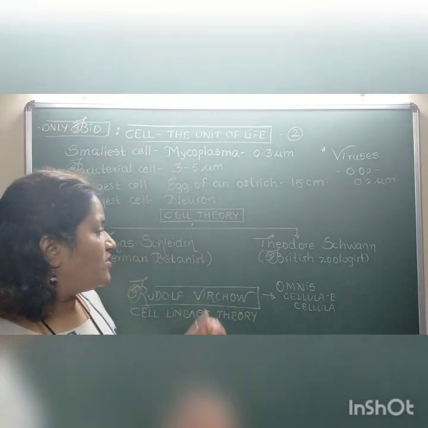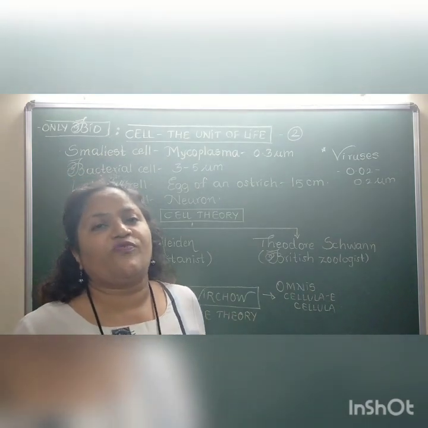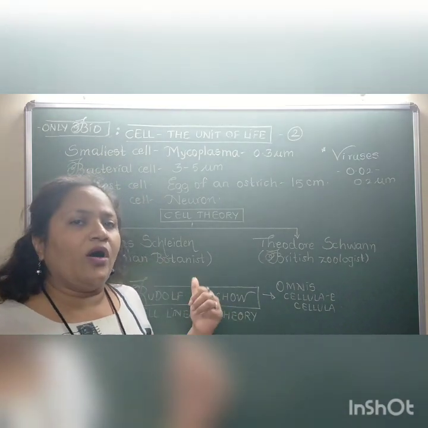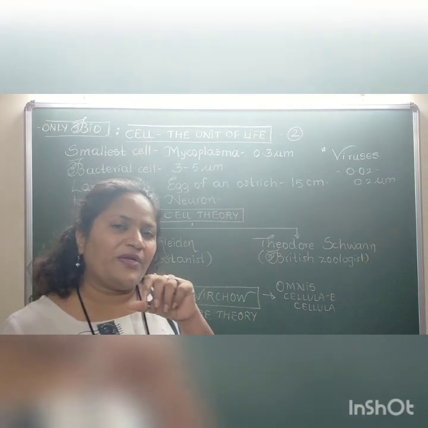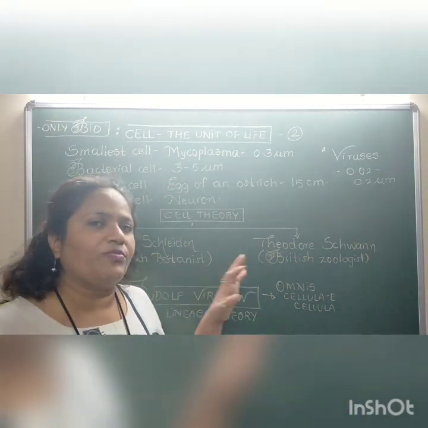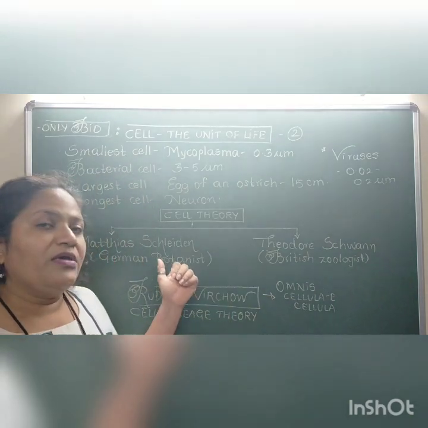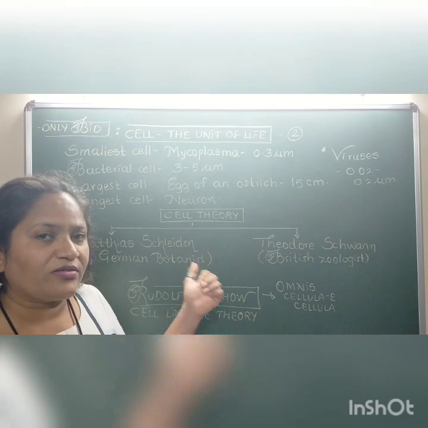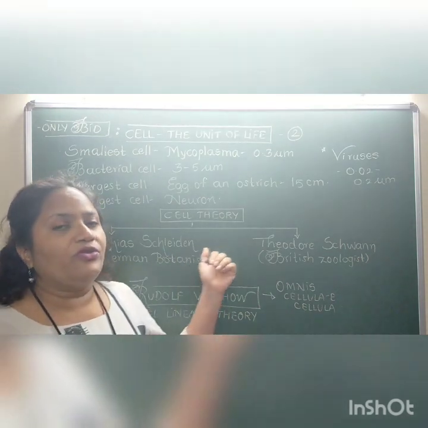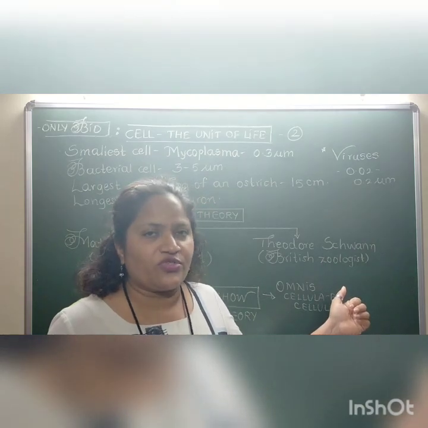Now, why am I insisting on him being German, him being British? Because lots and lots of MCQs are even asked on this. In exam tension, it is quite possible that you make this one German and this one British. So it is very much important to remember that Matthias Schleiden was a botanist and he was German. Theodor Schwann was a zoologist and he was a British zoologist, right?